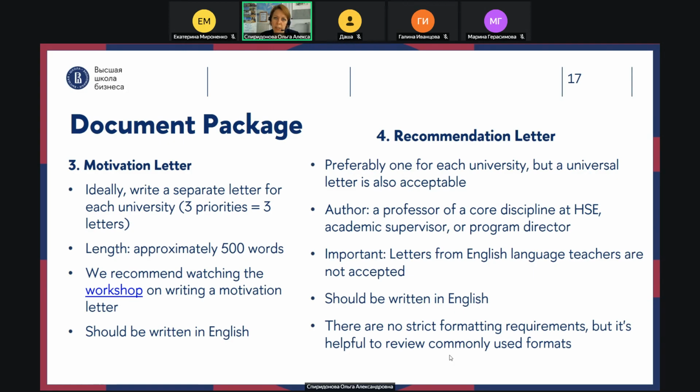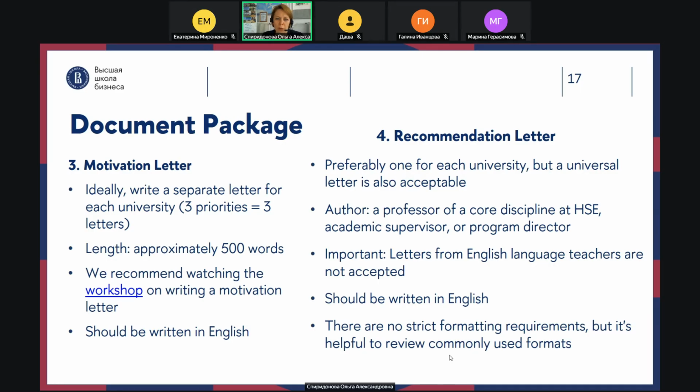You also have to write a motivation letter. Ideally, it should be 3 different motivation letters, one for each university, but it can be more or less. Something can be the same, common things, but it would be better to see that you have something special for each university. Why do you want to go just there? As for the length, it shouldn't be more than 500 words. Of course, we won't count, but please don't make it very long. We also have a workshop on writing a motivation letter. You can go by the link and check it, and have a look at how to do it.